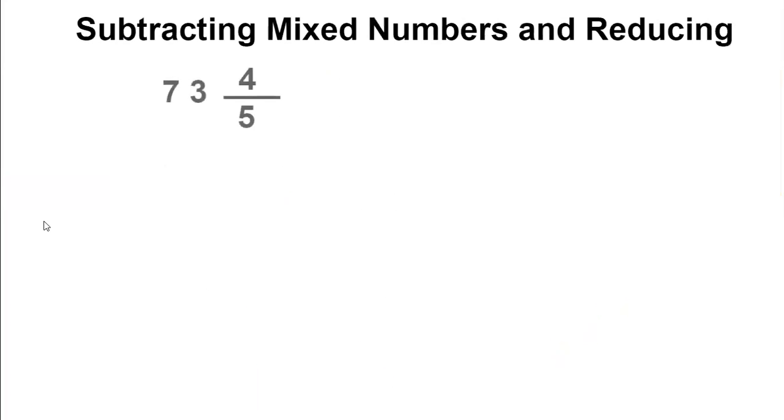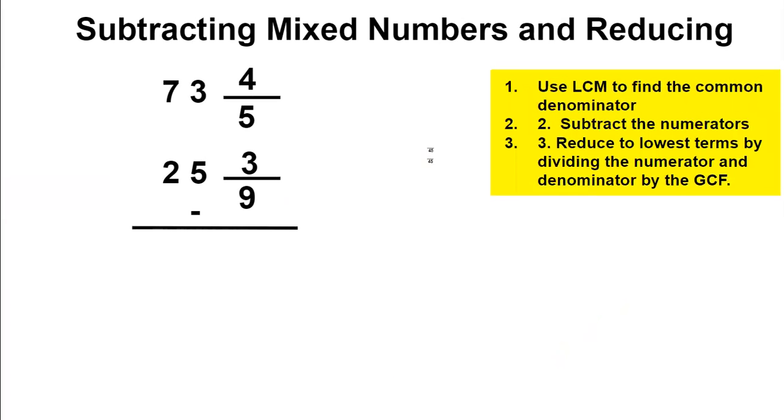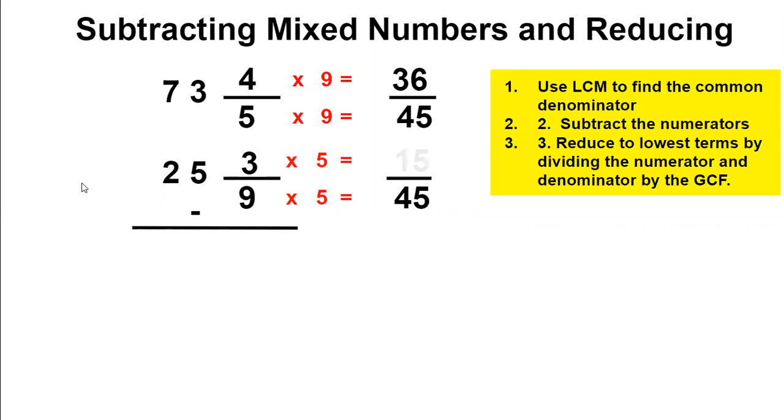Keep going. One more time. 73 and 4/5 minus 25 and 3/9. Change the bottom number. What's going to work? I believe it's going to be 45. So 5 times 9 is 45. And 4 times 9 is 36. On the bottom, 9 times 5 is 45. So 3 times 5 is 15. Subtract 36 minus 15 is 21 45ths.